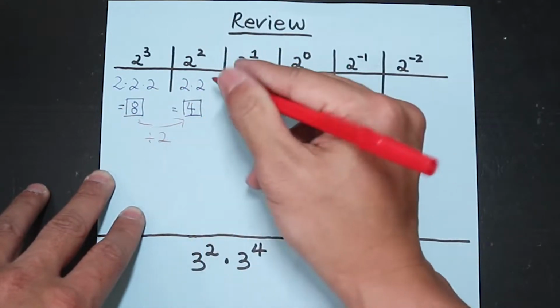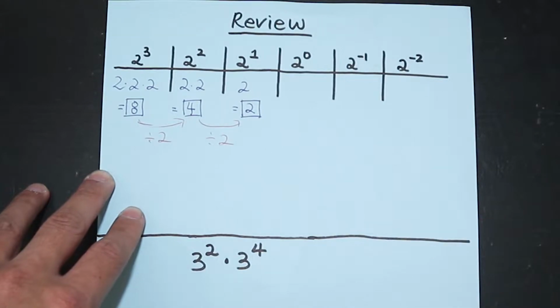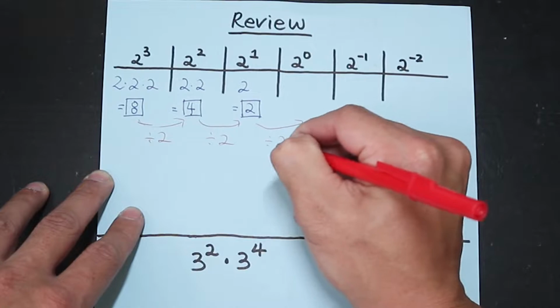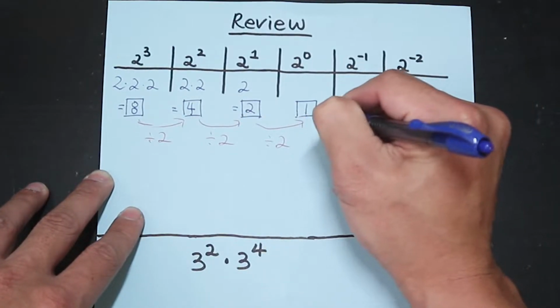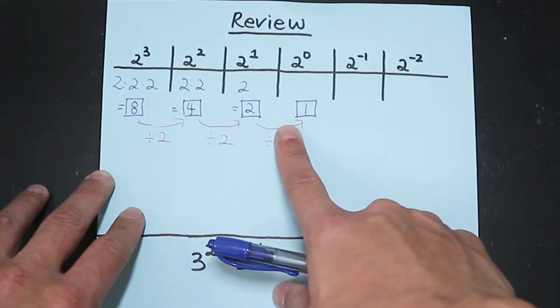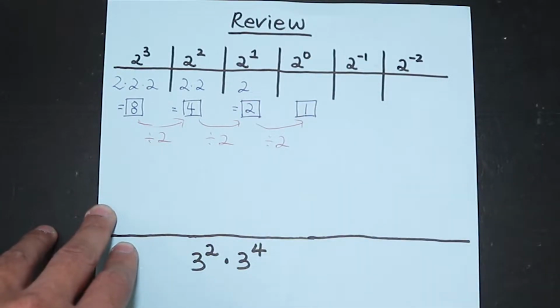So 8 divided by 2 is 4, 4 divided by 2 is 2, and if I were to follow that pattern, then the next answer is going to have this number 2 divided by 2. So 2 divided by 2 is 1. So somehow 2 to the 0 power is 1. And I want you to remember that because we're going to come back to it later in the lesson. So 2 to the 0 power is 1.